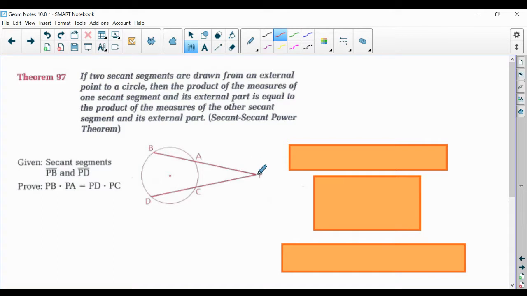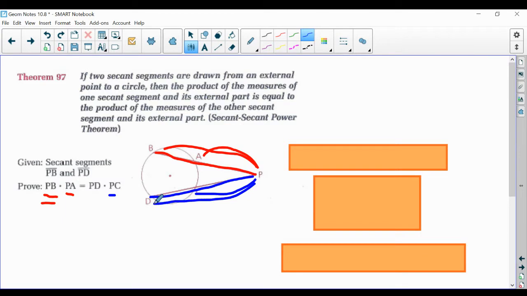So for this secant segment here, the outside part is PA, and the whole thing is PB. So outside part times the whole thing. For the other secant segment, this guy here, the outside part is PC, and the whole thing is PD. So we want to show why outside part times the whole thing equals outside part times the whole thing. Okay, let's get to work.